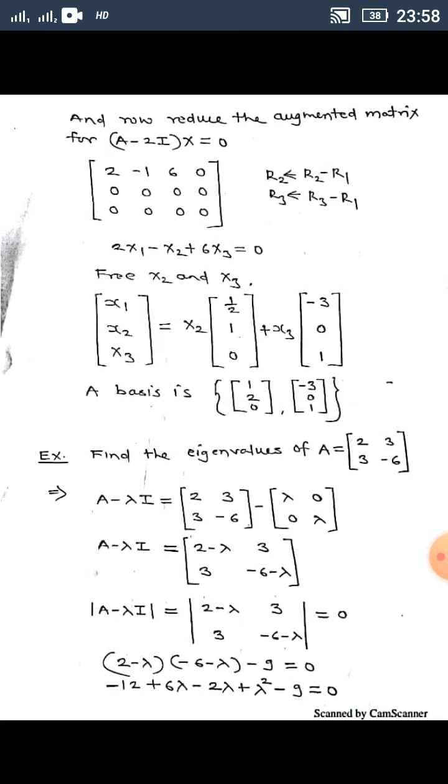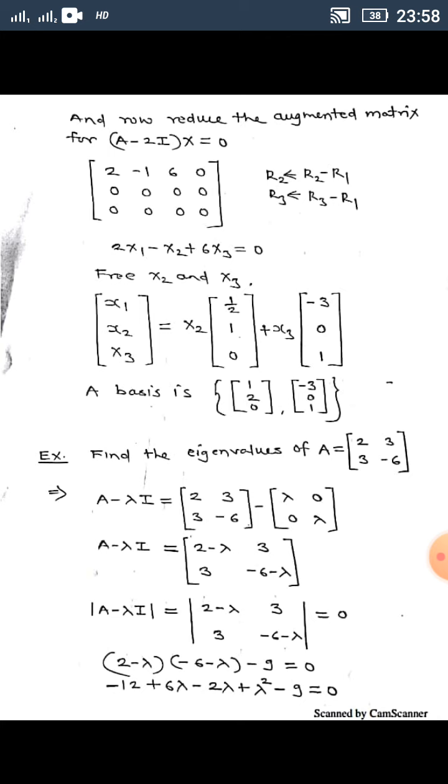Now we separate x2 and x3 there. So the combination becomes x2 times 1 by 2, 1, 0 plus x3 times minus 3, 0, 1. We substitute for x1 as half x2 minus 3x3, and x2, x3 as it is.